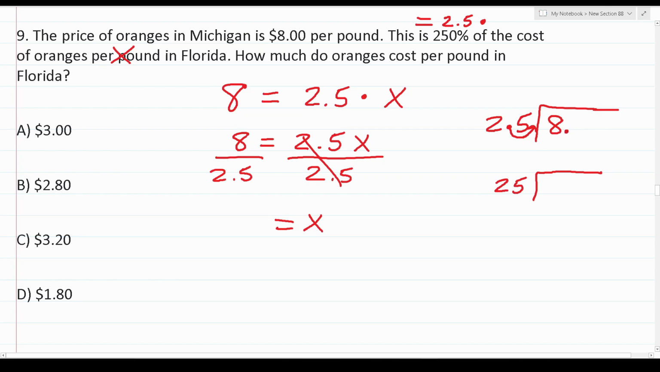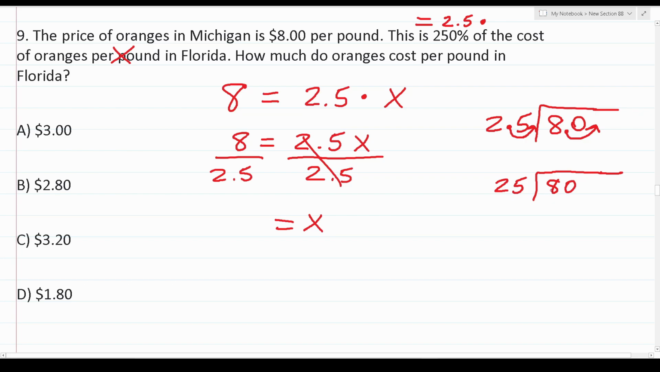And at the same time, I'm going to have to shift the decimal in 8 one time to the right. All right, so this becomes 80 divided by 25. And now we can proceed as we normally would. How many times does 25 go into 80 without going over?